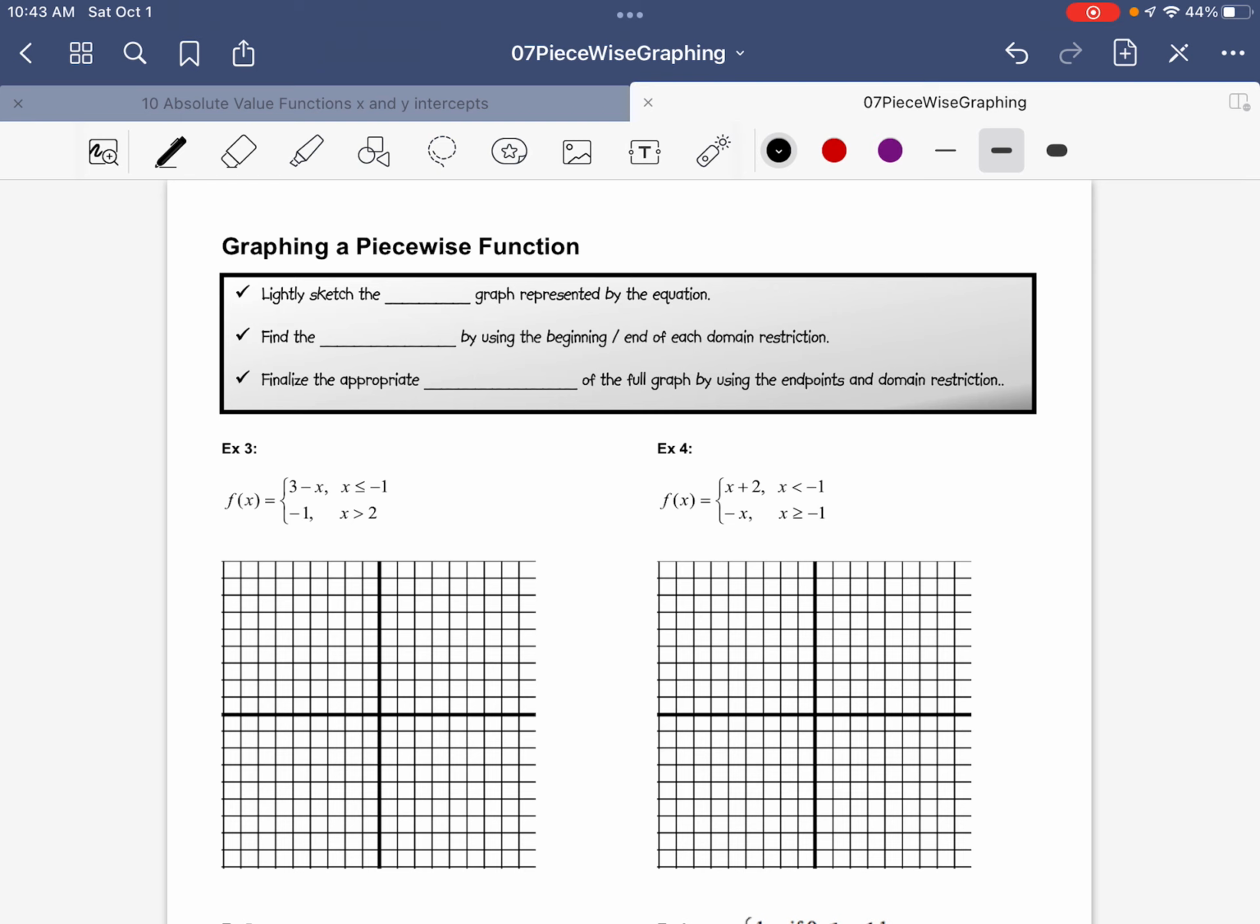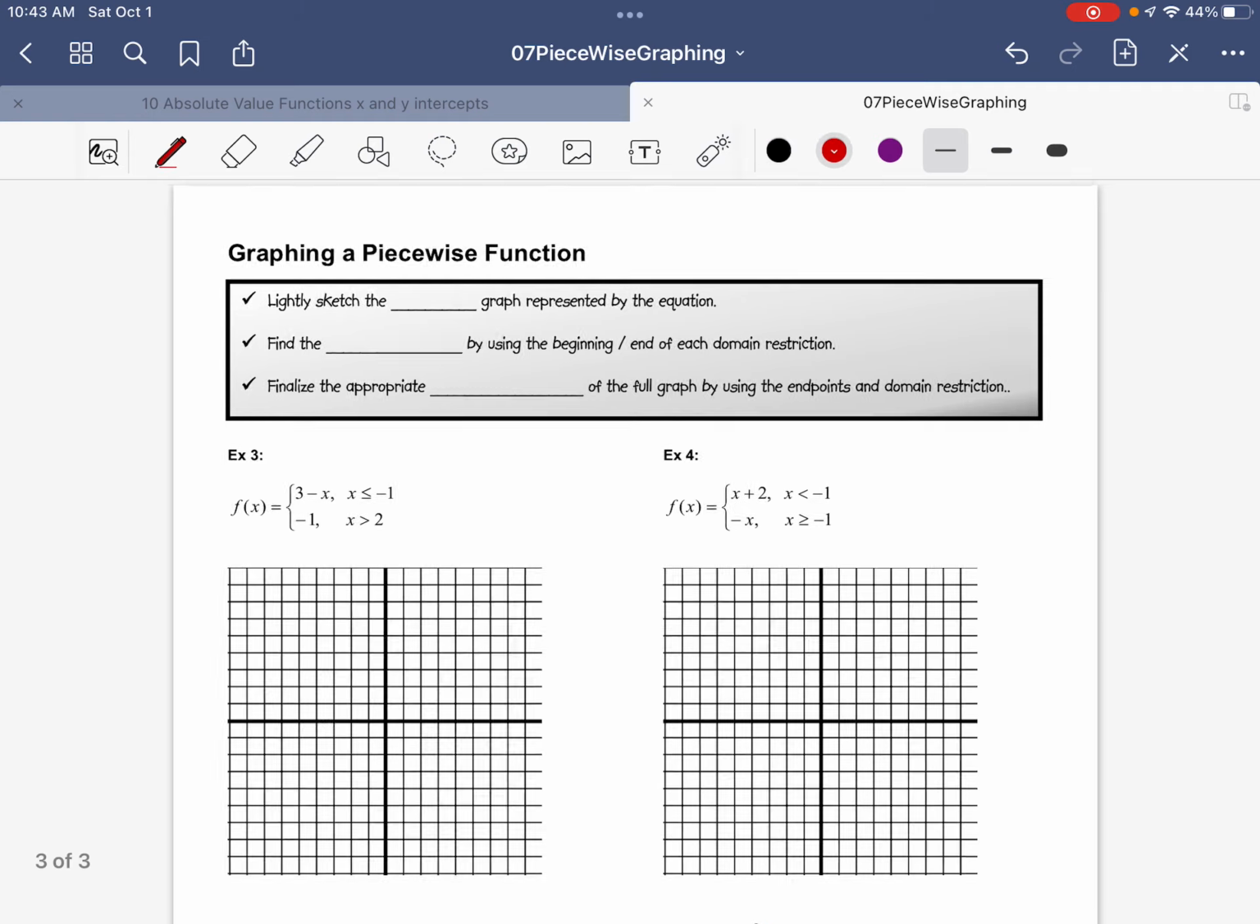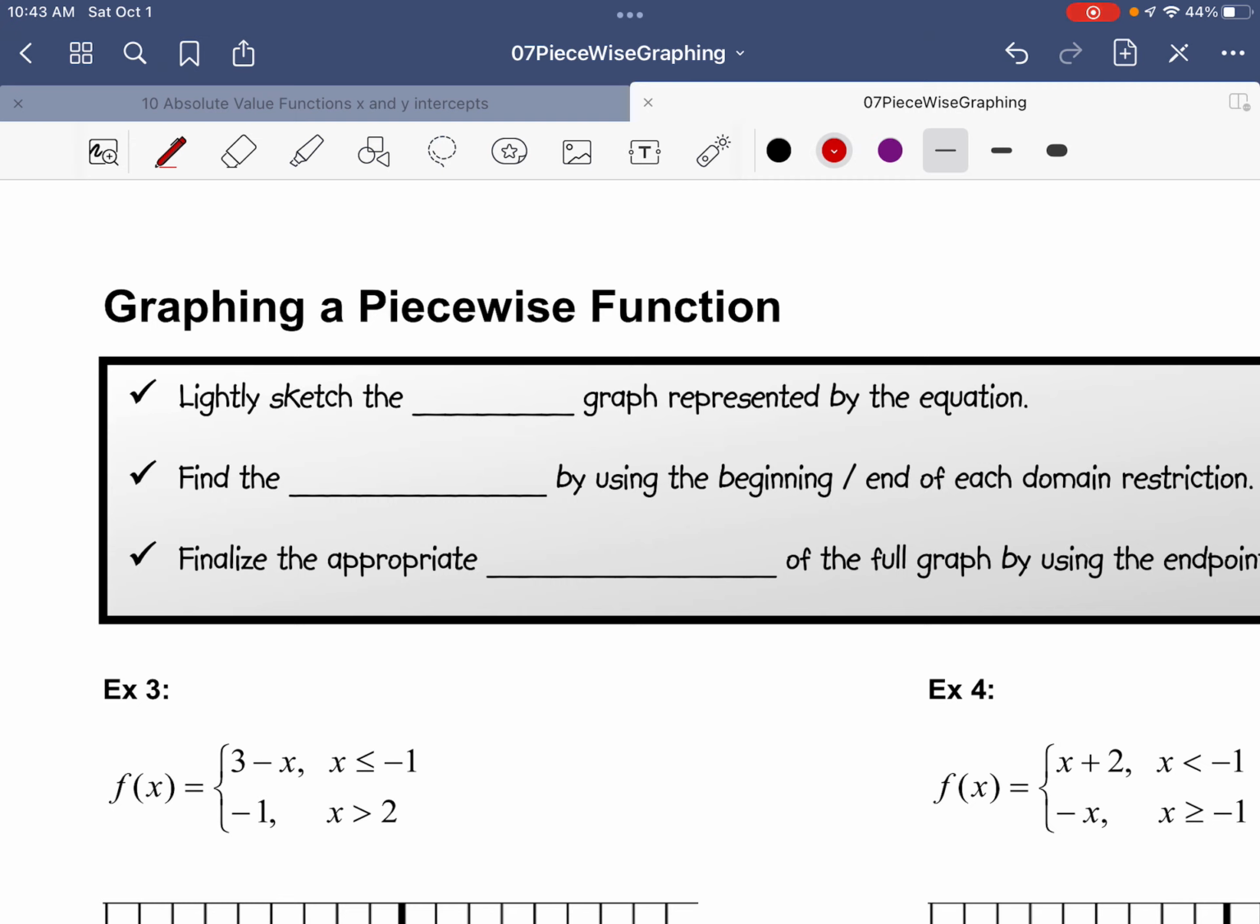Let's get some thoughts so that we can try to be successful with this, of course, as successful as possible. First of all, you're going to find me usually lightly sketching the entire graph. Even though it's going to be a piece of a graph that I want, I'm still going to graph the entire graph to help us represent the equation.